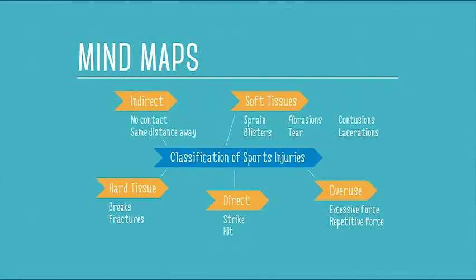If you have a look at this mind map here, it talks about the classification of sports injuries. Now we have several different ways of classifying sports injuries. We have direct and indirect, we have soft tissue and hard tissue, and the last point that you would look at is overuse types of injuries.